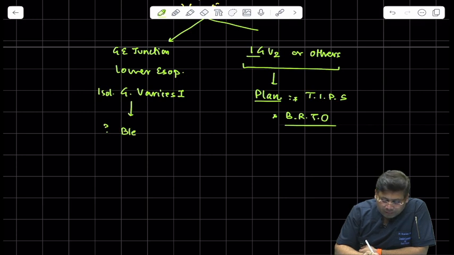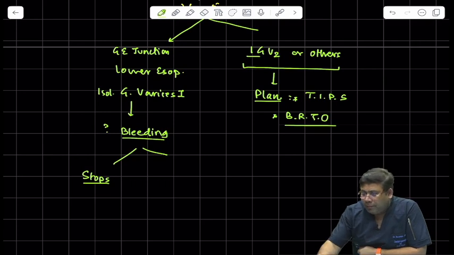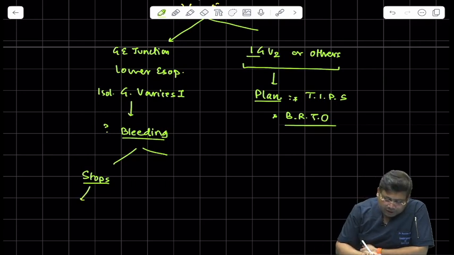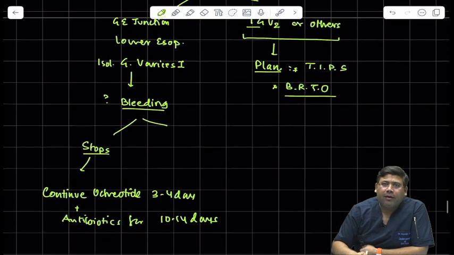Is it bleeding? Bleeding persists, you have to understand this, or bleeding stops. If the bleeding stops, you have gone for endoscopy. If the bleeding stops, in that case, continue octreotide for 3 to 4 days, and along with that antibiotics for 10 to 14 days. At least this much you have to do.